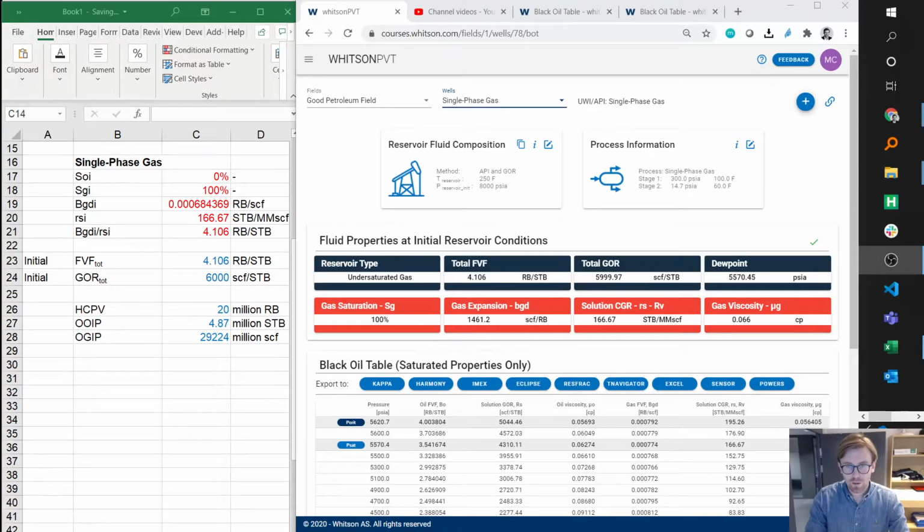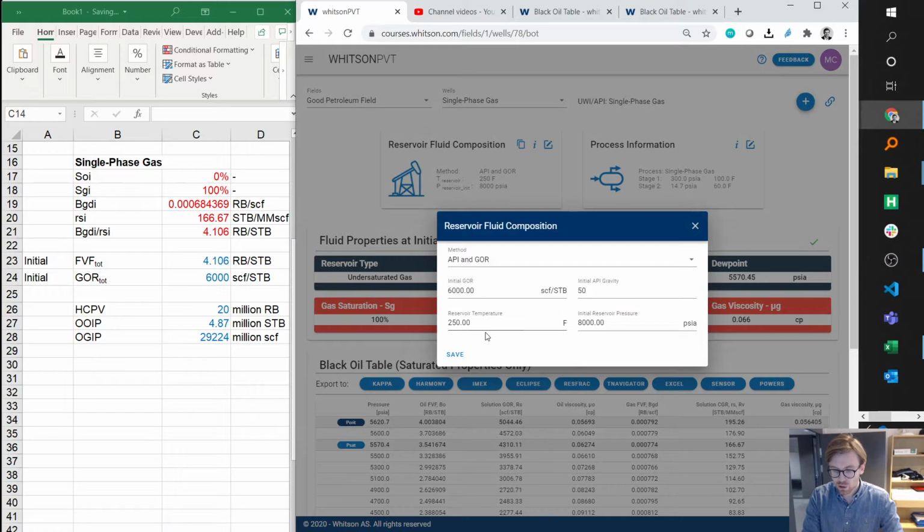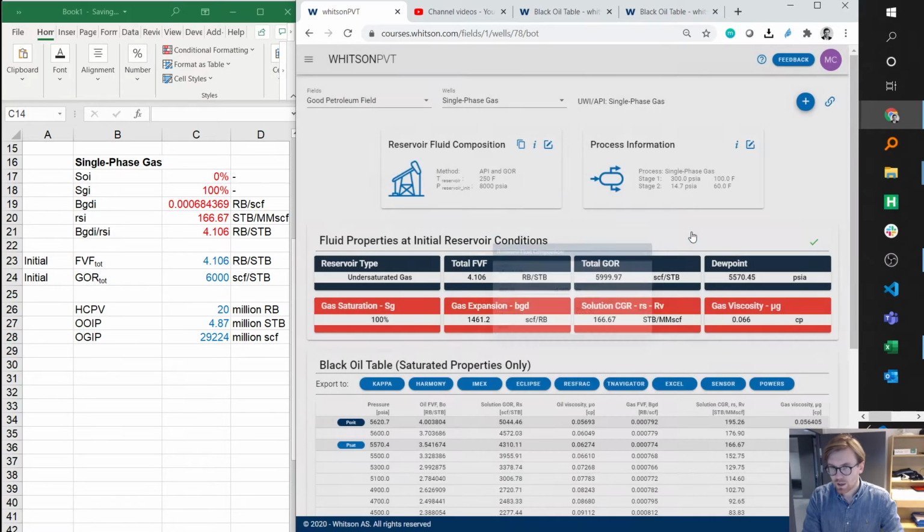Yeah, so in this exercise, actually the first part is going to be very similar to what we did last week, because we need to calculate this BGD over little rs first, so just repeat that again. The first thing to note for the single-phase gas case is, of course, the composition we use here. So we use a GOR of 6,000, an API of 50, and then the following reservoir conditions.